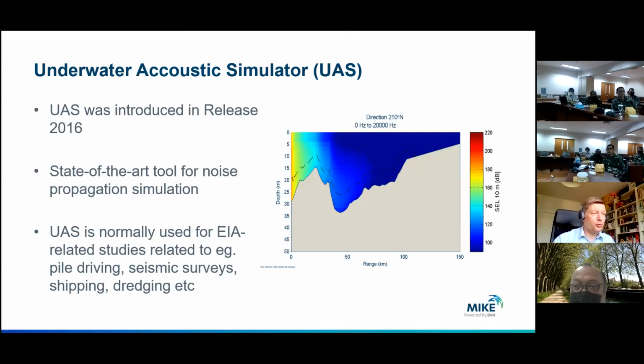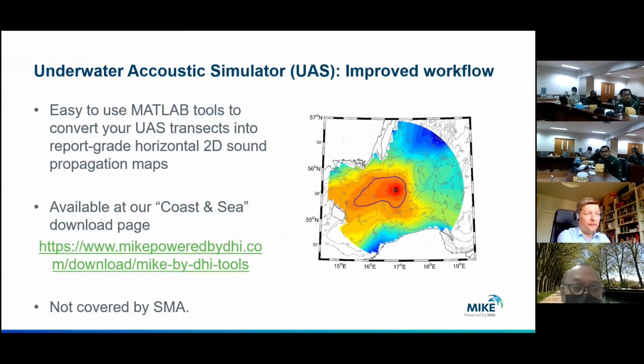So this is what is done, through the water column, and it includes the bathymetry and its effect on the propagation of the noise. At the moment we rely on MATLAB tools to convert the transects, which are the outputs of the model, into two-dimensional layouts or results, as you can see here on the right side. These tools are free to download; there is a download page where you can get quite a lot of helpful tools.